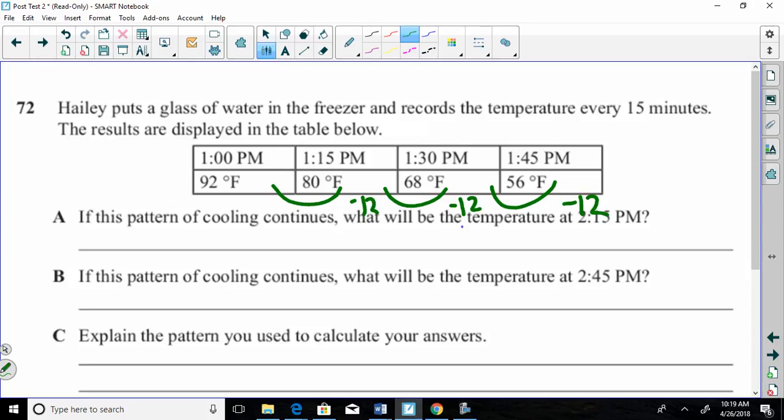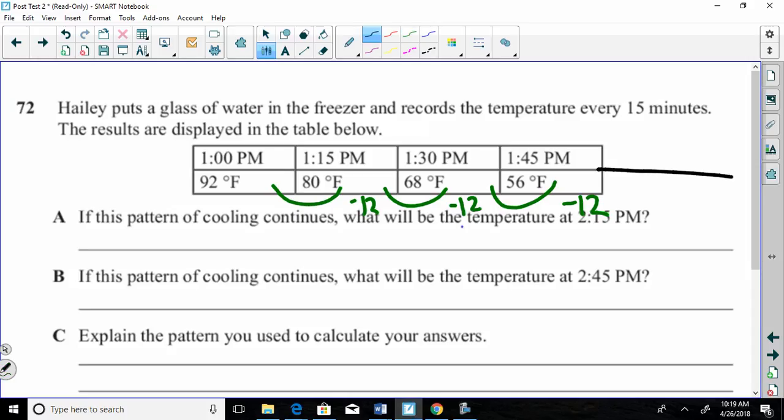So this is like what a constructed response story would look like. Some of them will say explain. Some of them, if they just ask what is or what will be, you don't even need to write a whole sentence. Just write the answer. So if the pattern of cooling continues, what will the temperature be at 2:15?